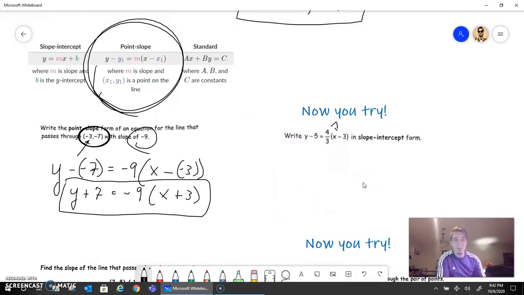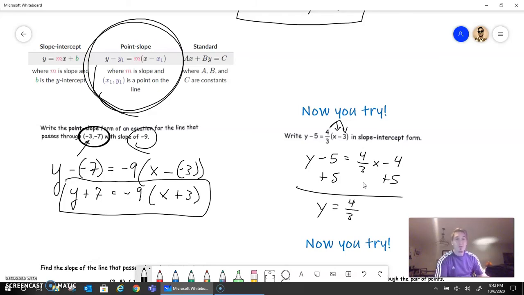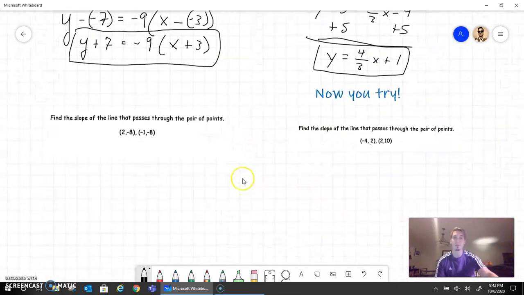So all we'll do is distribute on the right side. I'm going to get y minus 5 equals 4/3 x, and 4/3 times negative 3 is just going to be minus 4. Now we're going to add 5. I should get y equals 4/3 x. What is negative 4 plus 5? This should be plus 1. All right, we're moving right along.